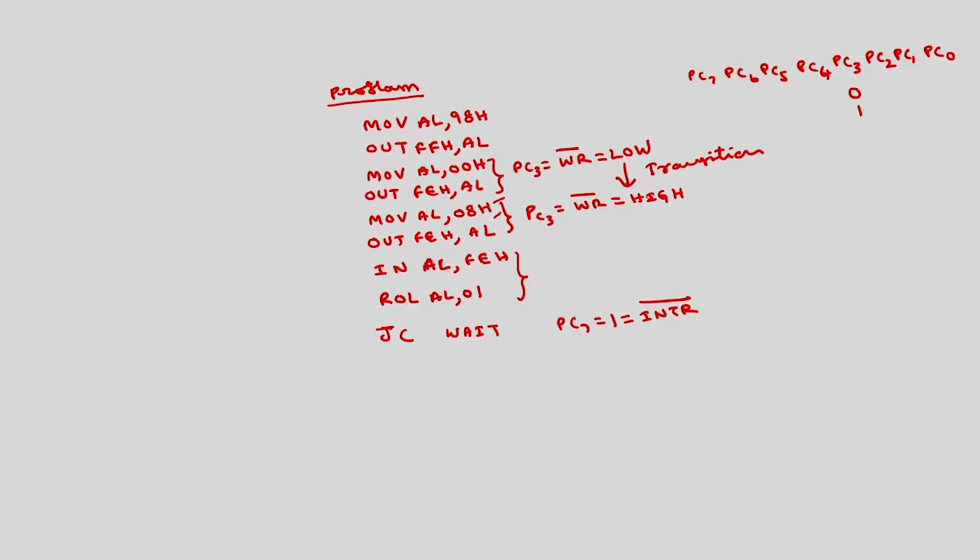So, I will just simply wait. Where do you have to wait? We have to input this, again you have to input this, and you have to rotate for the MSB bit. You can use here ROL or RLC also through carry. So, it will come out of this loop whenever PC7, which is INTR bar, is equal to 0. Whenever this is equal to 0, it will come out of the loop, means conversion is over.